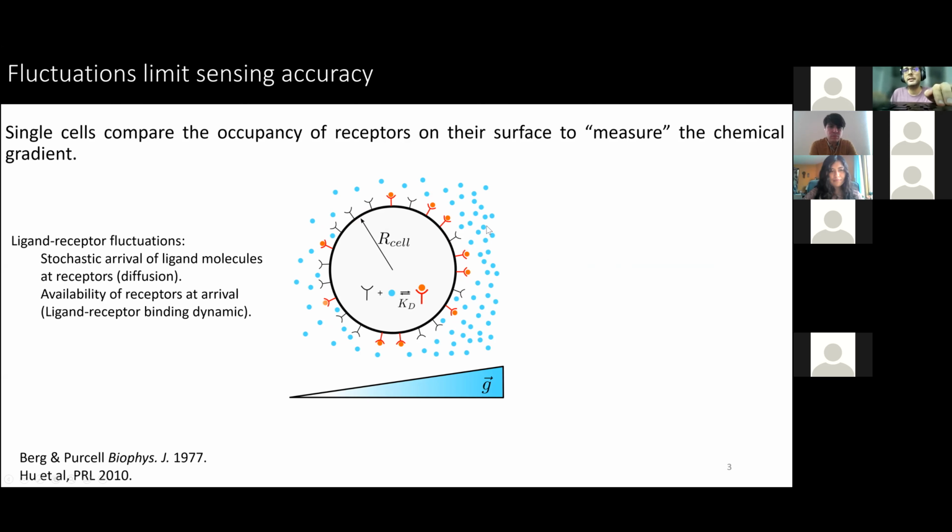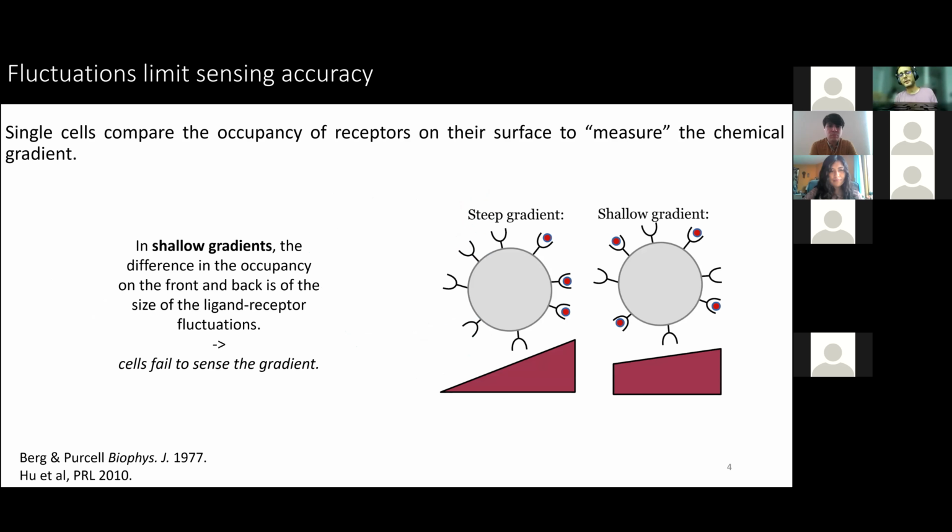So this is an intrinsically stochastic process, because the molecules need to reach the receptors, and then we need to have receptors available to bind the molecules. So this is a stochastic process, and it is subject to fluctuations. That means in the case of a steep gradient, a cell won't have much problem sensing the difference between the front and the back in the occupancy of the receptors. But when the gradient is shallow, as in the case in our experiment, then the difference between the front and the back might be on the order of the fluctuations, and in that case, the cell is going to fail to sense the gradient.